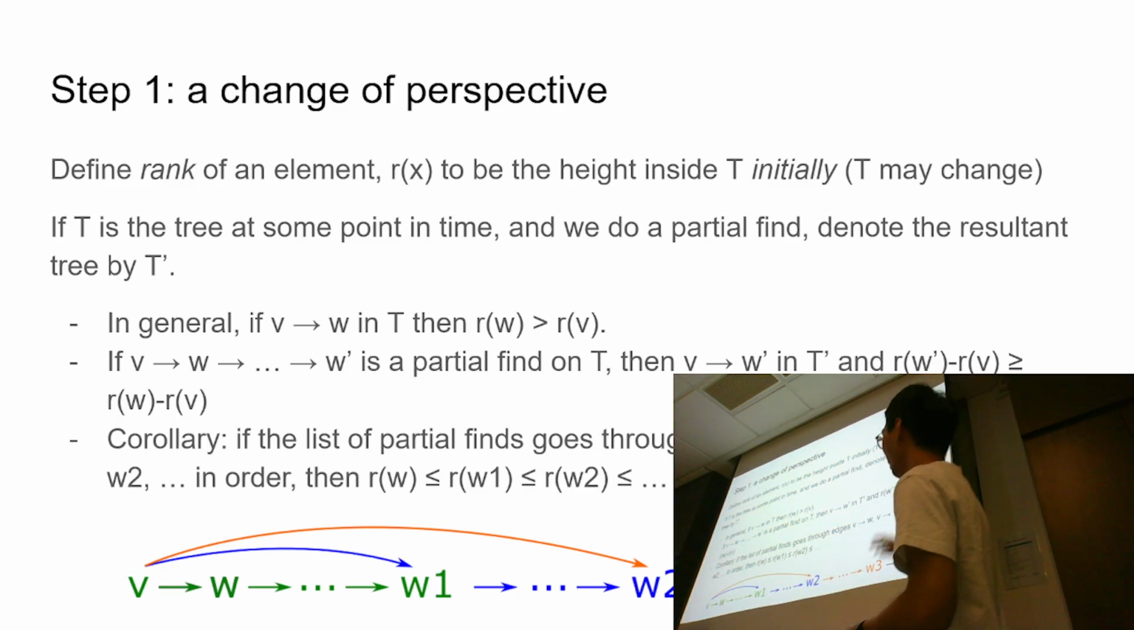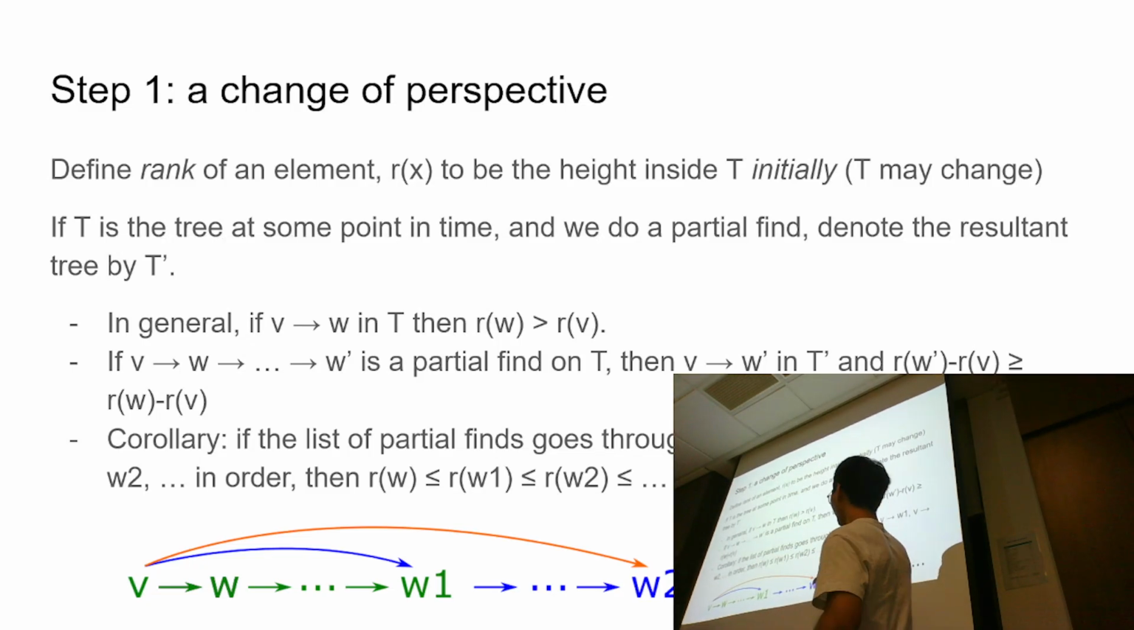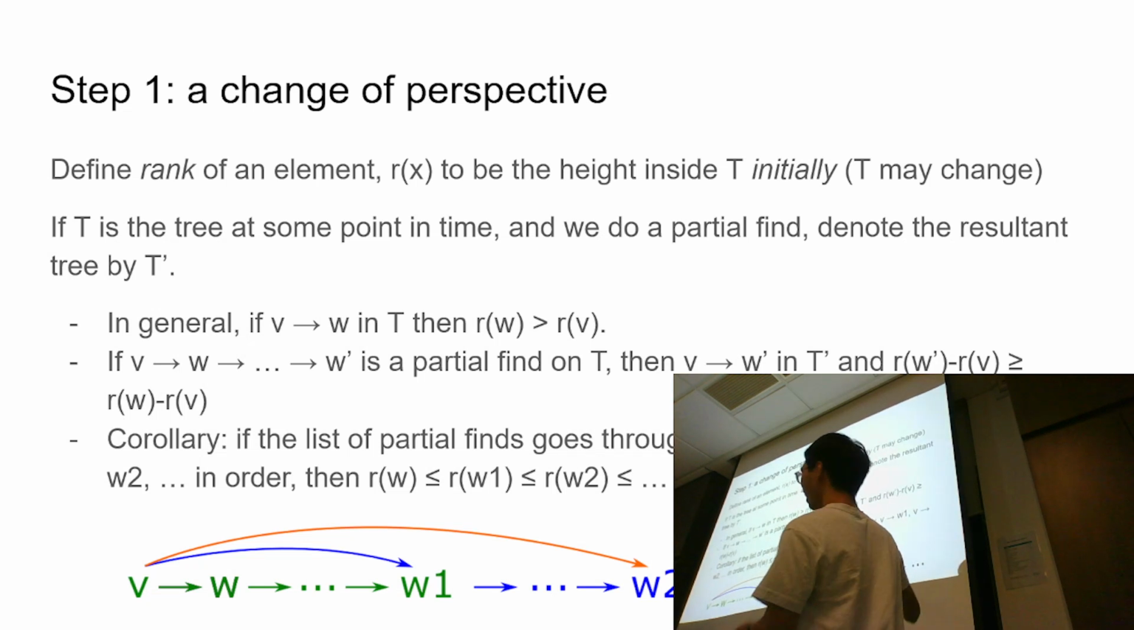For example, the sequence of green edges constitutes the first partial find. Initially V is pointing to W, but after the green one, V now points to W1. Now we perform the second partial find from V to W1, then to W2. So V now points to W2, and then the third partial find will go all the way up to W3 and so on.